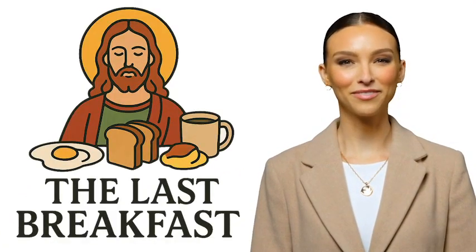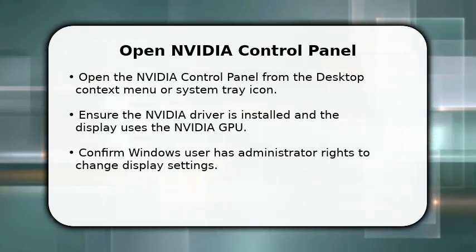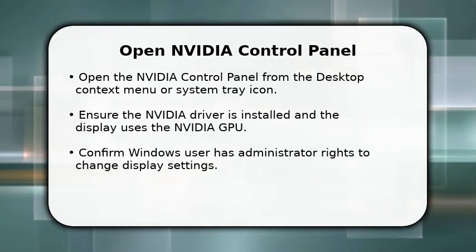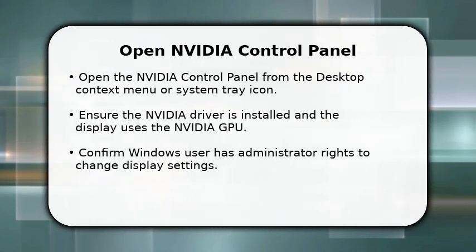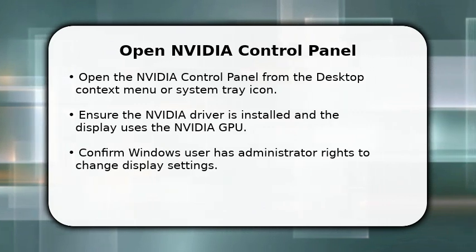Please enjoy the video. This quick guide shows the easiest method to change brightness using the Nvidia control panel. Open the desktop context menu by right-clicking on any empty space. Select Nvidia control panel from that menu to launch the app.